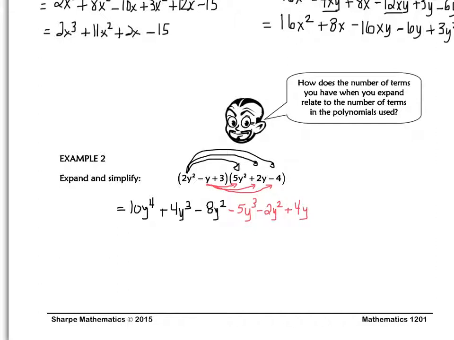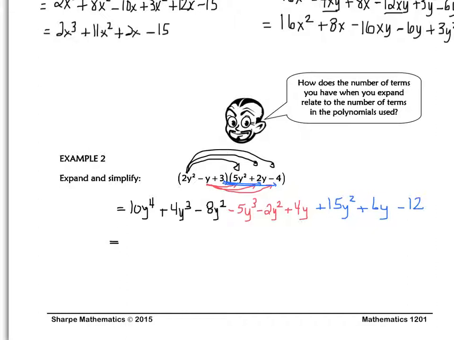And I'll do the last one, the 3 gets distributed to the 5y squared, which is going to be 3 times 5 or 15y squared, and then the 3 gets distributed to the 2y, which is going to be 6y, 3 times 2y, 6y, and 3 times last one, 3 times a negative 4 is going to give you minus 12. And again, you don't have to be drawing those arrows in. I'm just putting them there to help you see what I'm doing.